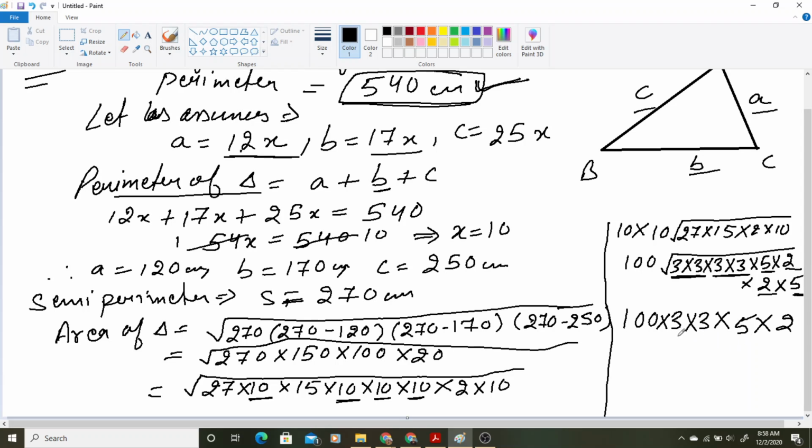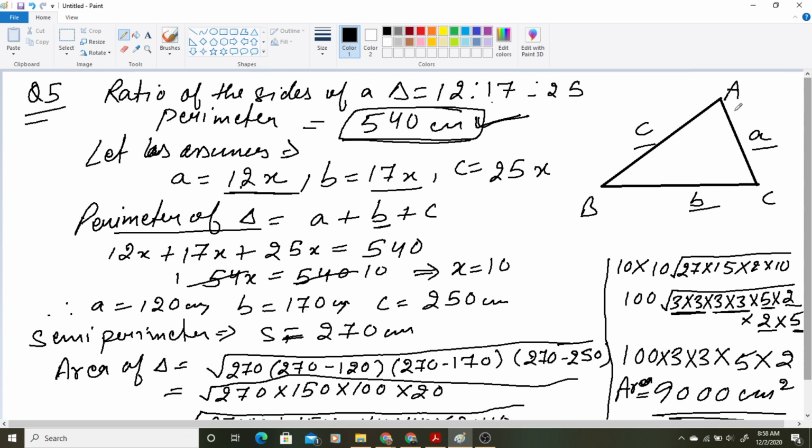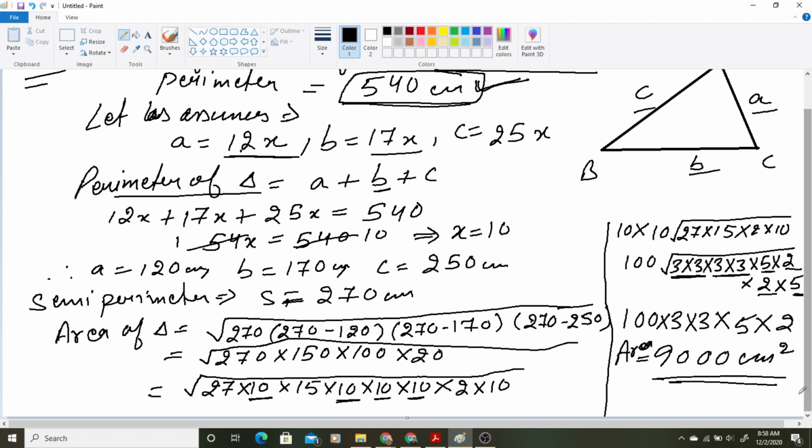3 3 is 9, it will be 9,000 centimeter square. That will be our area for the triangle. 9,000 centimeter square will be the area of this given triangle. For the sides ratio, we first have to find the sides, then we can find the area by using Heron's formula.